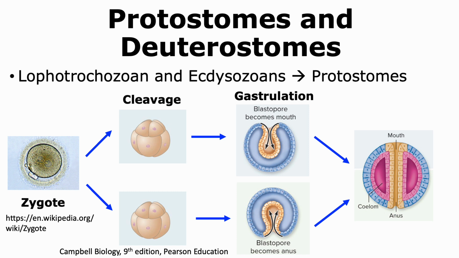And thus, in the case of protostomes, where the word means first mouth, the blastopore forms the mouth. Whereas in the case of deuterostomes, the blastopore becomes the anus, and thus the mouth is formed second.